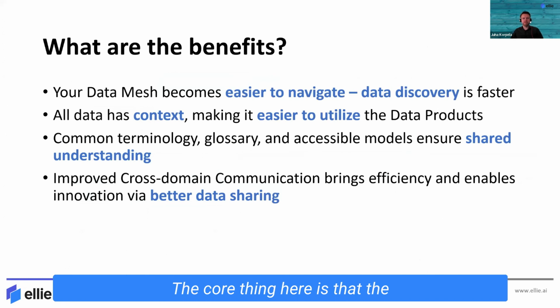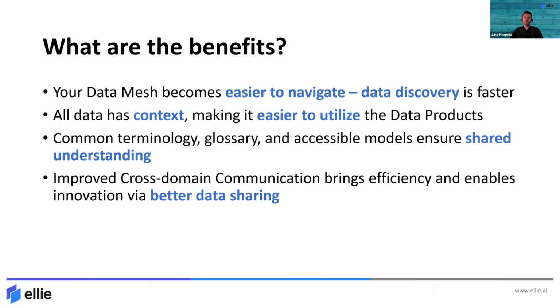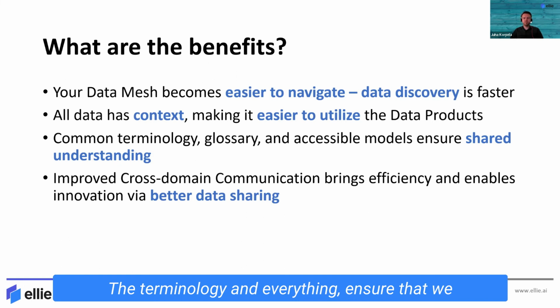The core thing here is that the data mesh becomes easier to navigate. We achieve faster data discovery. All the data has context. We're in a position to more easily utilize these products. The terminology and everything ensure that we have shared understanding across these domains, and the whole improvement of cross-domain communication has its own benefits. We are more efficient. We don't get bogged down in discussions about, you know, what does that mean? What does that mean? The data sharing in itself is a goal here. We share data, we innovate on that.